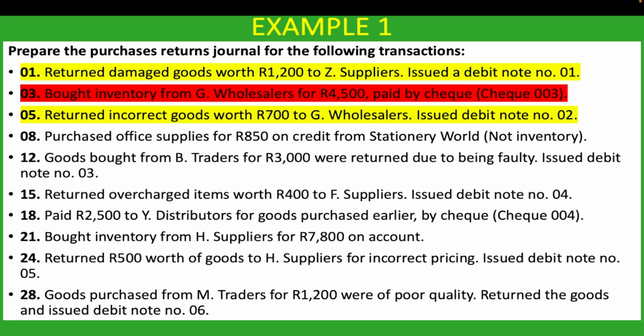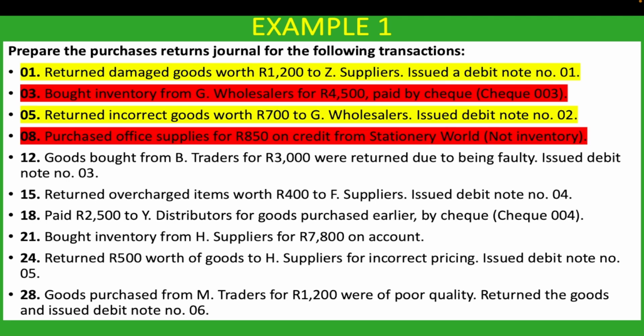Even if that were the case, even if this was inventory, then it would still not go into our purchases returns journal because we are buying, we are purchasing. Okay, so sometimes you get thrown off by not paying attention to detail, because you see the word purchased and you're doing a purchases returns journal, then you assume it goes there. So you have to pay careful attention. It has to be a return to the supplier. Okay, so let's highlight that in red.